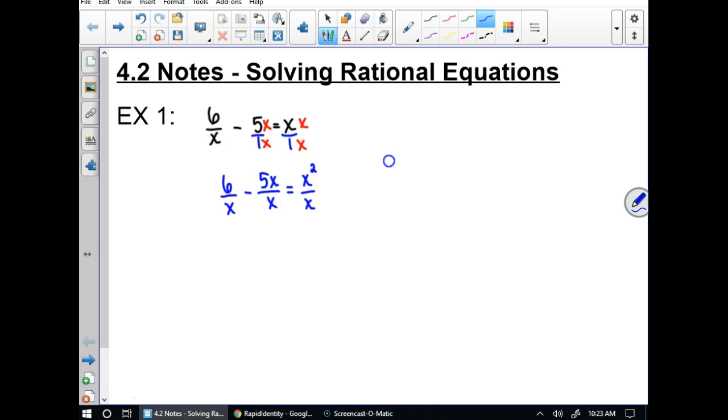Now in this problem, I'm going to do it the long way because I want you to understand why we can do this. So these have common denominators right here. It's like having 1 half and 3 halves. So I can subtract the numerators, 6 minus 5x, and put it all over that common denominator. I can put those together since they have the same common denominator. And that'll equal x squared over x.